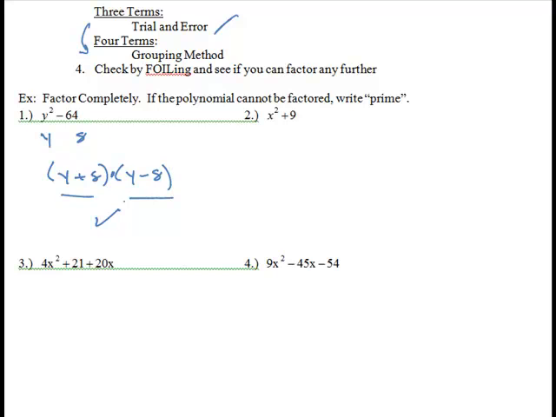Example 2, x squared plus 9. It's in standard form. There's no greatest common factor. Once again, a binomial where both terms are perfect squares. However, even though both terms are perfect squares, the fact that those terms are being added means we cannot factor it at all. Once again, there's no such rule as the sum of squares. So just because it's an addition sign, it means it's prime. It cannot be factored whatsoever.